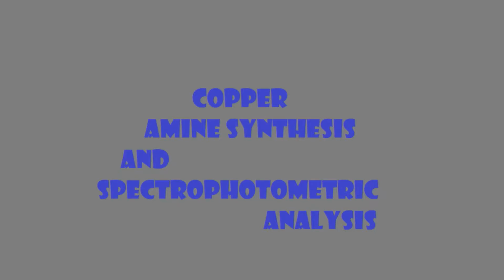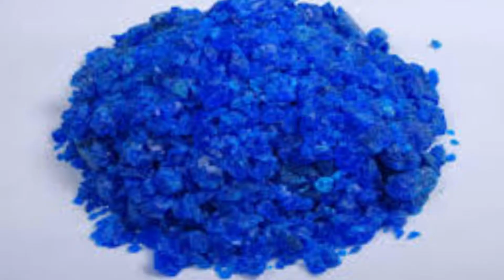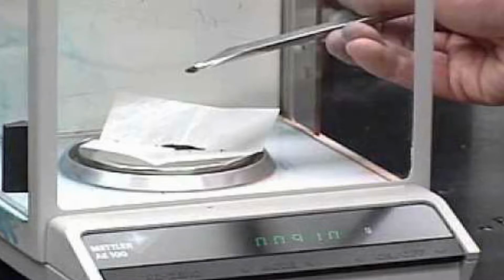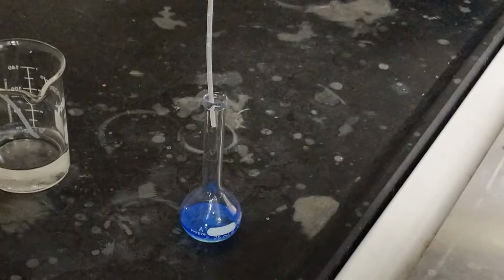In this video, you will learn how to perform a copper amine synthesis and spectrophotometric analysis lab. To begin this lab, you will need to find the correct amount of copper sulfate pentahydrate that you need to create the concentration that you will use. You can find this amount from your molarity or concentration by using this formula. Once you've zeroed the scale and gotten the correct amount, go back to your lab station and dissolve the amount in a little bit of water.